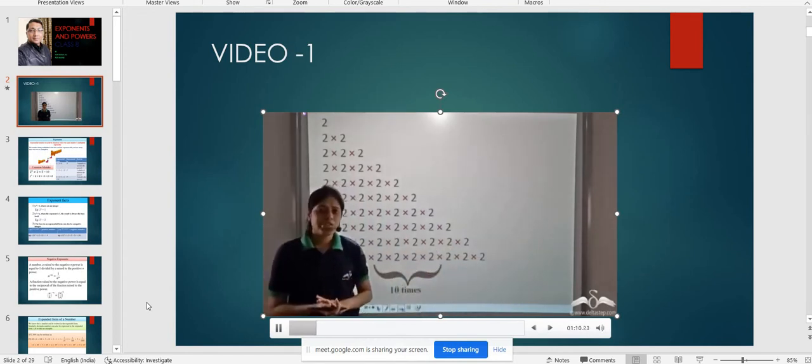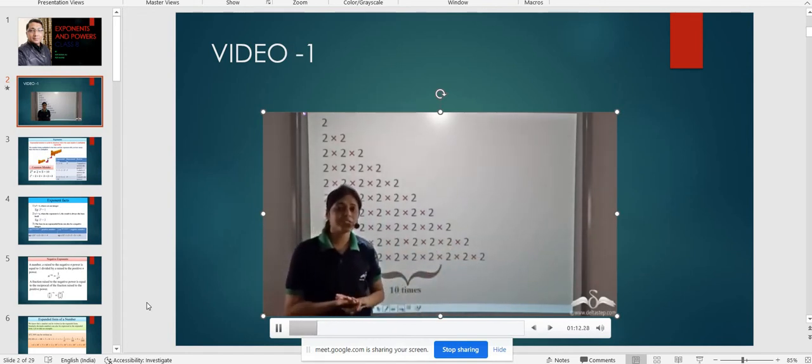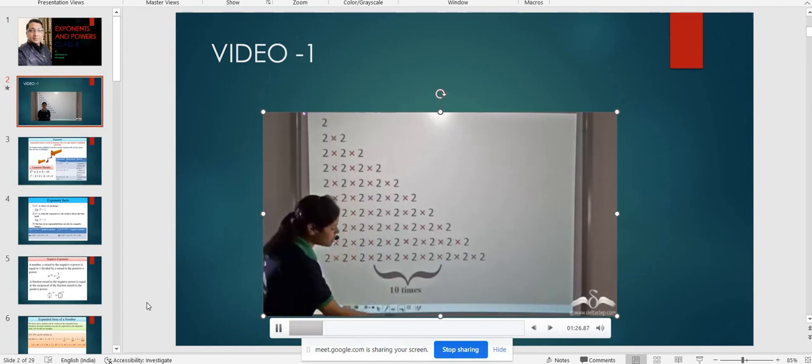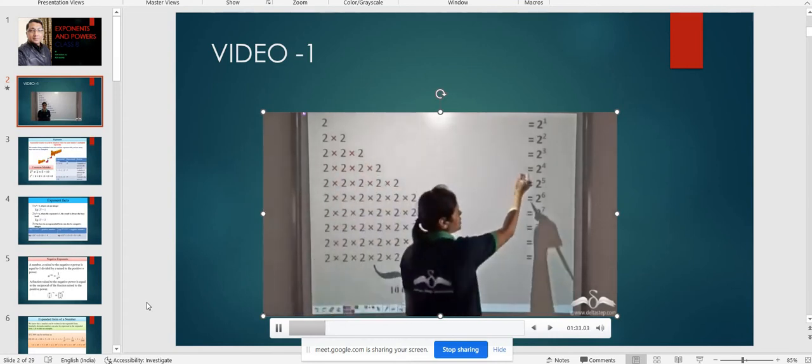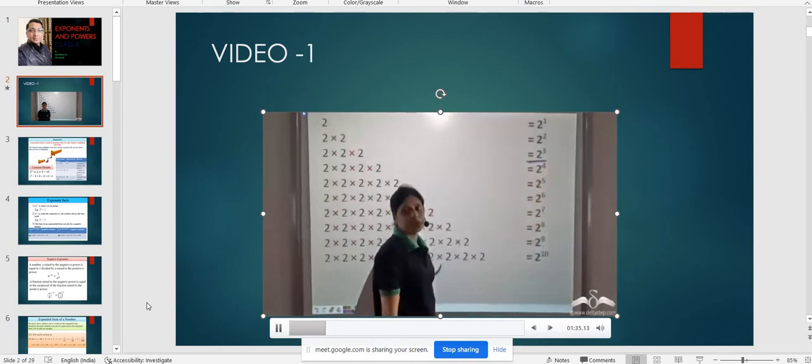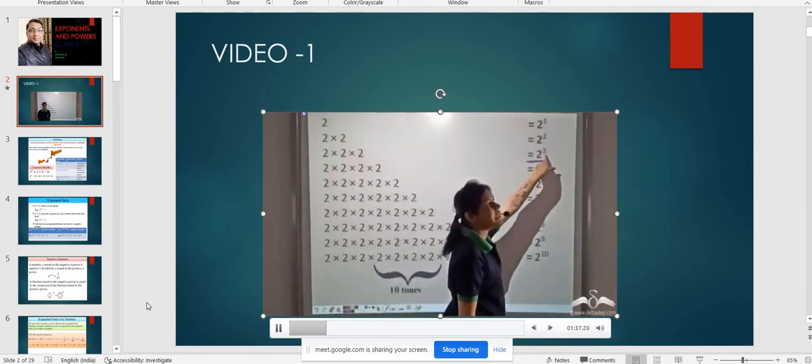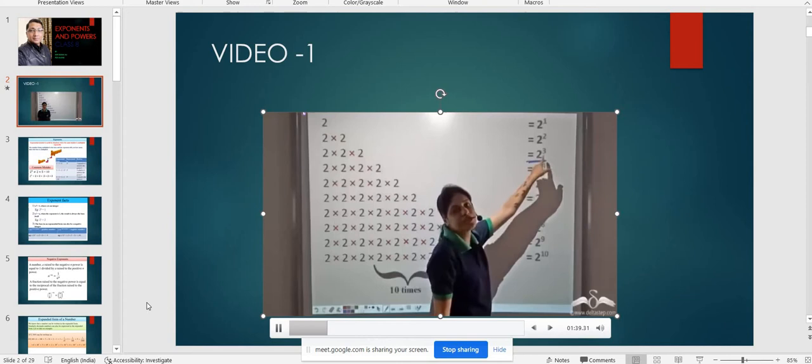Now imagine how much time and space will be required if we want to multiply 2 50 times or say 100 times. And it would also create a lot of confusion. So mathematicians came up with a shorthand notation for such large numbers. So 2 multiplied with itself 3 times is written in this manner. That is 2, and 3 is written as a superscript of 2.